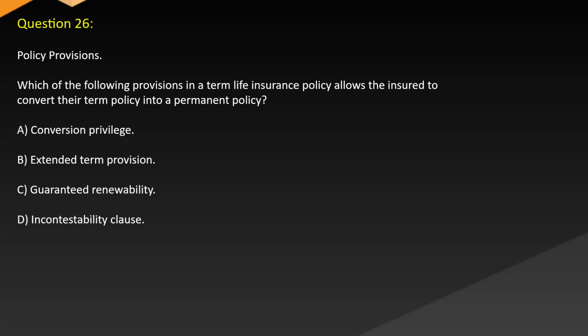Question 26. Policy provisions. Which of the following provisions in a term life insurance policy allows the insured to convert their term policy into a permanent policy? A. Conversion privilege. B. Extended term provision. C. Guaranteed renewability. D. Incontestability clause.